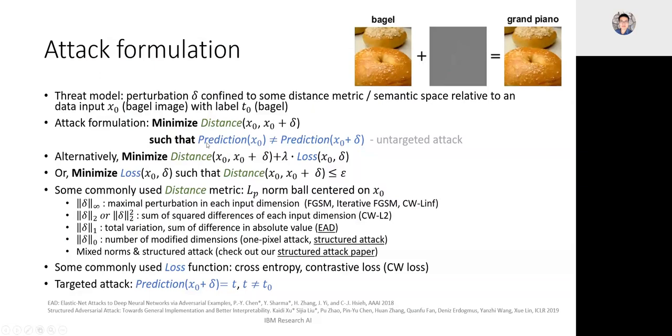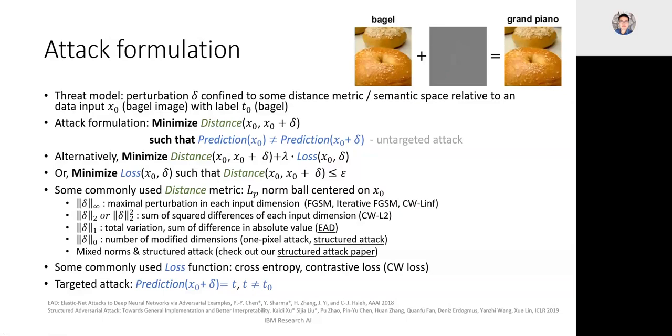while ensuring the predictions of the neural network model on x0 and x0 plus delta are different. This is a typical setting for the untargeted attack, where you want to find the delta that makes the final prediction wrong, but you don't specify which target you desire. It's very easy to change your untargeted attack formulation to a targeted attack formulation, where you want your prediction of the perturbed image to be a specific label.